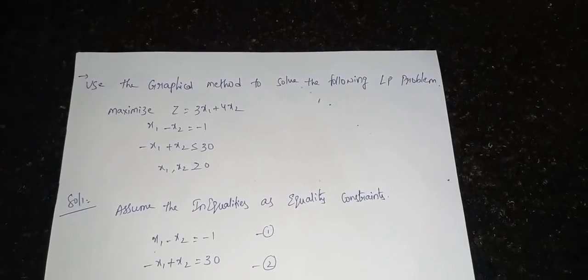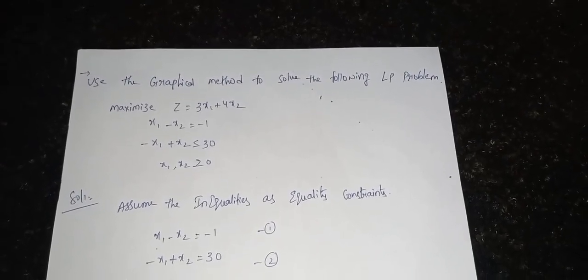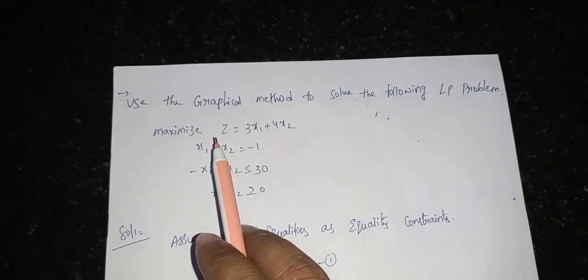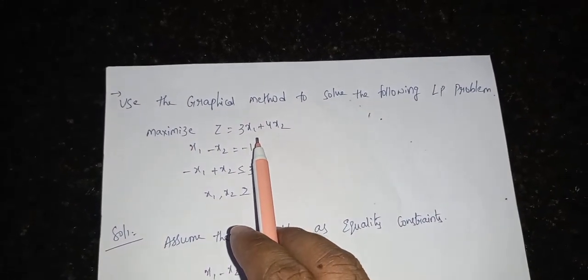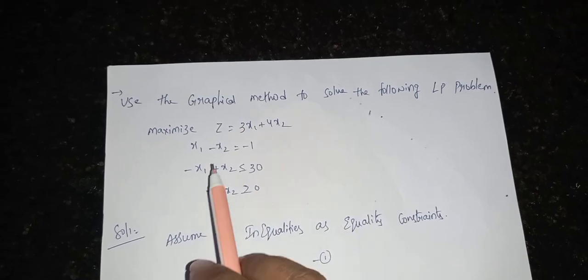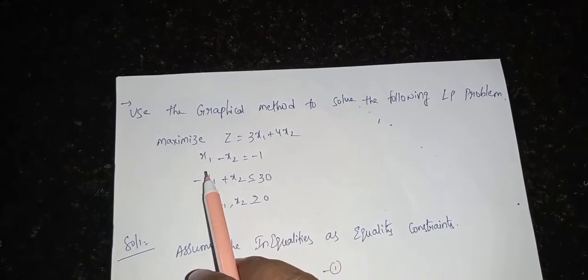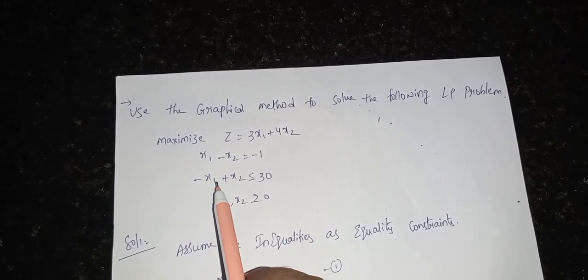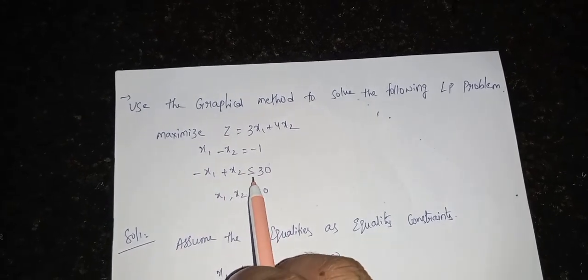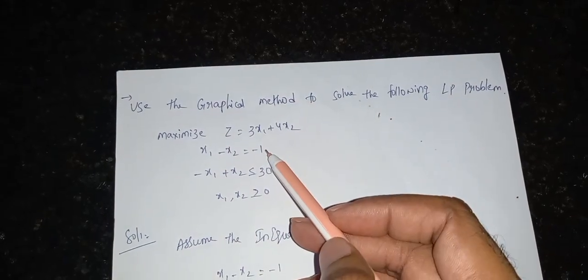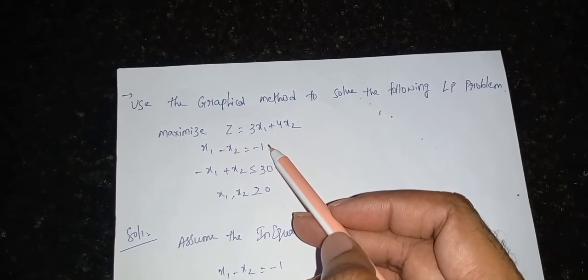So, using the graphical method to solve the following LPP problem. Here the objective function is: maximize z = 3x1 + 4x2. These two are the constraints: x1 - x2 = -1, and -x1 + x2 ≤ 30. Here, in the first constraint, he didn't give any inequality, just equal to.